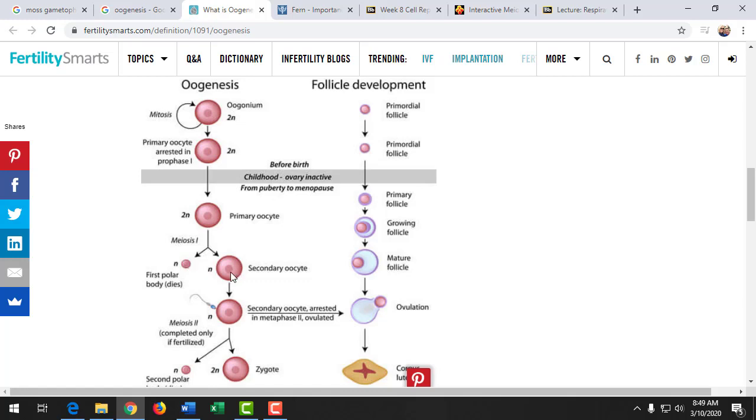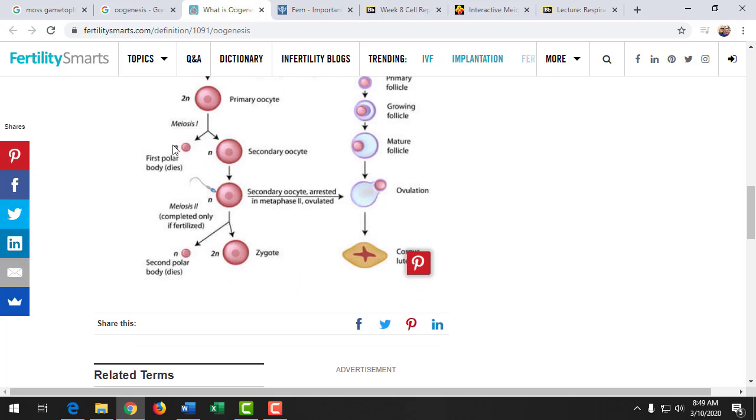So we're supposed to have 2 cells at the end of meiosis 2. In females, we only have 1 because this polar body is a non-functional cell. And then in meiosis 2, when each of these cells divide again, this cell might divide again and you might have 2 polar bodies, and then this cell divides again, only if fertilized does it complete meiosis 2. We have the zygote and a polar body again.